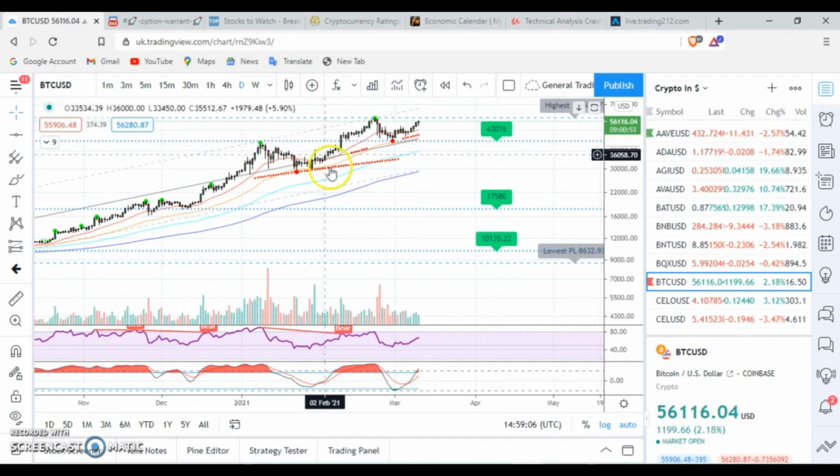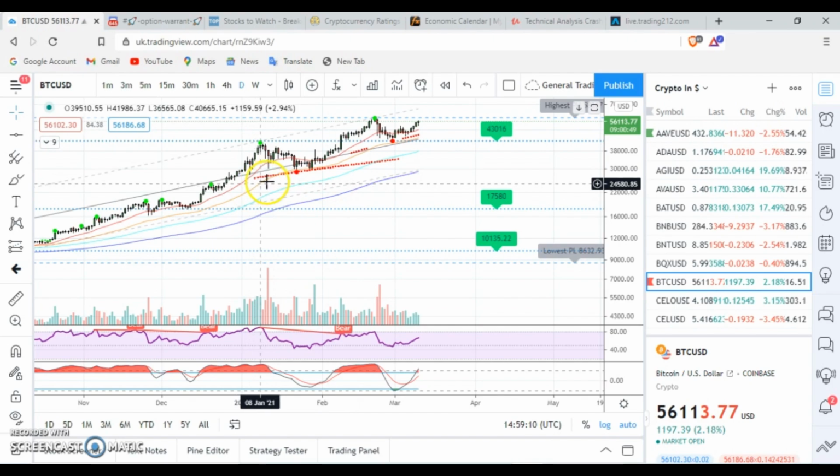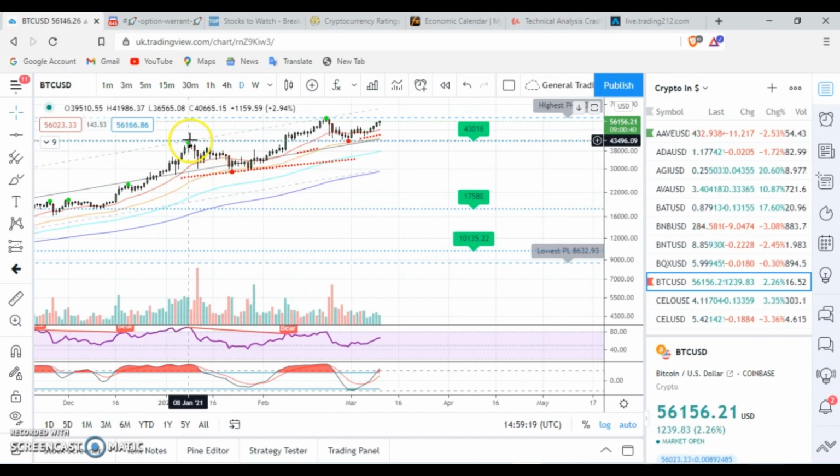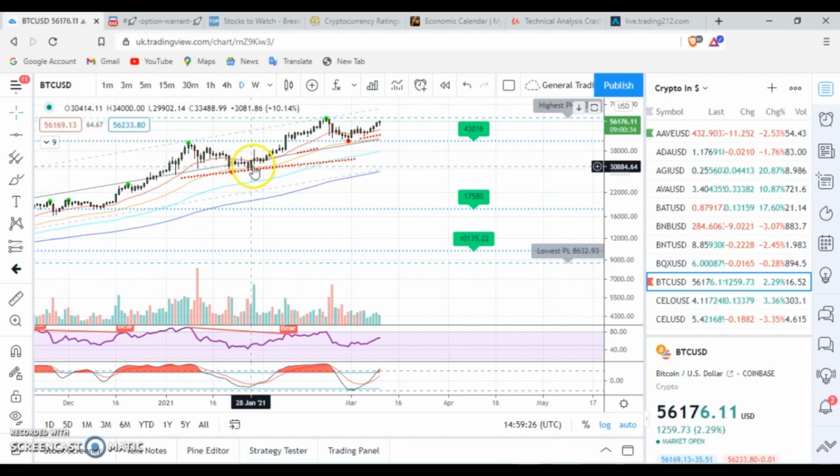I usually start adding when Bitcoin hits the 50 EMA, which is the orange one right here, because the top one's 20, then 50, then 100, then 200. So during a bull run, I add a position when Bitcoin hits the 50 MA, which is here. You see that it hit the 50 MA? That's where I start adding.